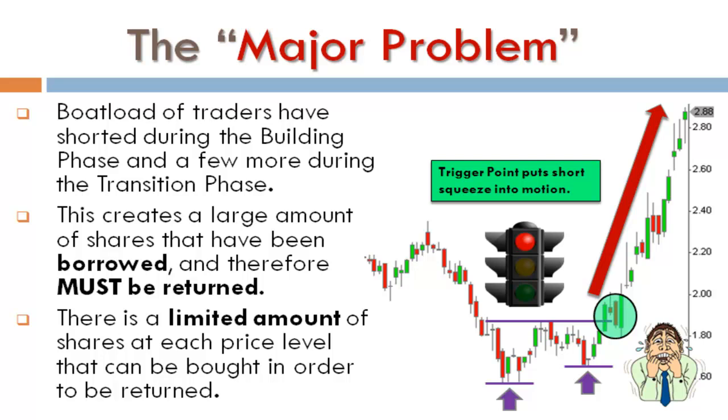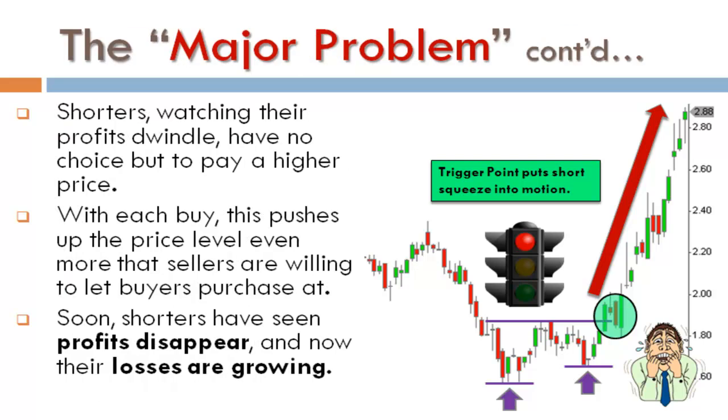So at the beginning, the shorters probably still have some profits, depending on where they shorted, of course, but let's just assume that they do have profits. At this point in the early areas of the squeeze, they're watching their profits dwindle.